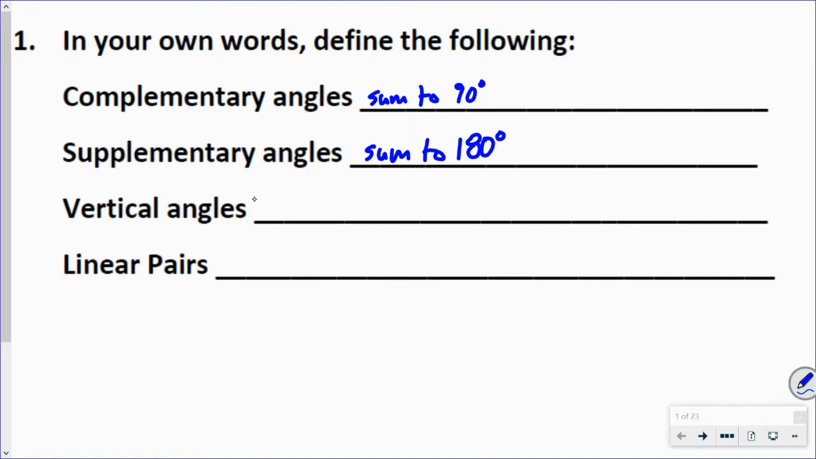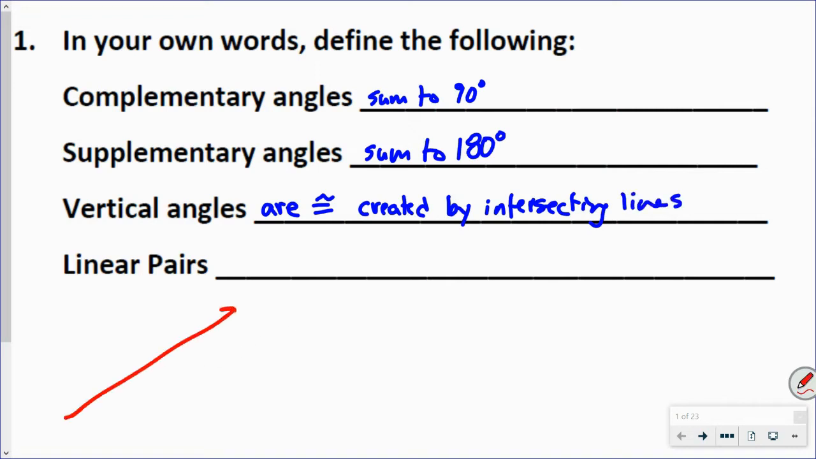Vertical angles are congruent and are created by intersecting lines. So kind of a picture of that. So if I have this line, and it could be segments. So let's say I have this segment here. Okay. I've created a couple pairs. So there's a pair of vertical angles that are congruent.